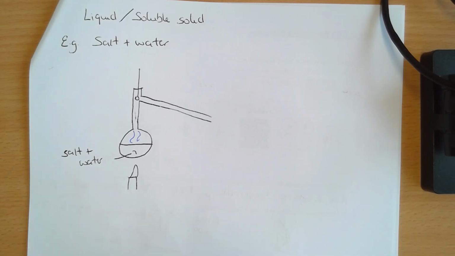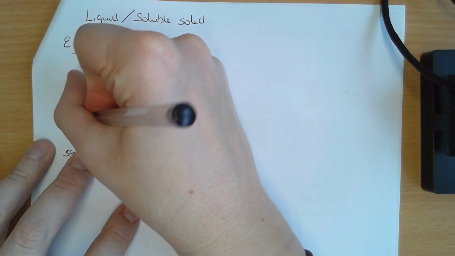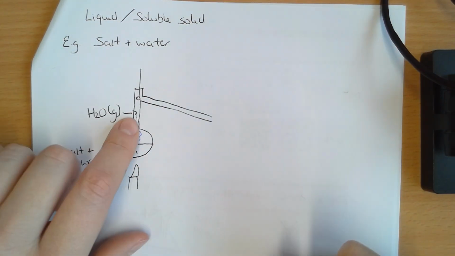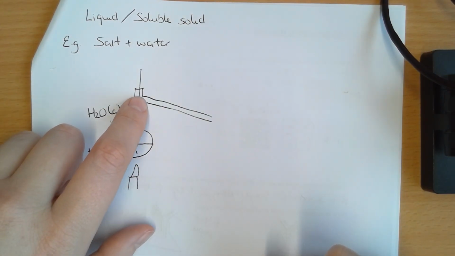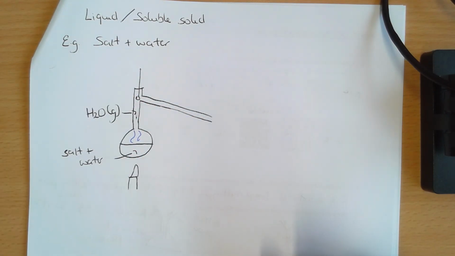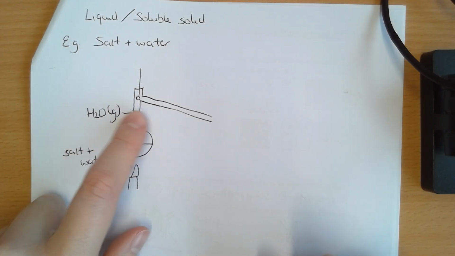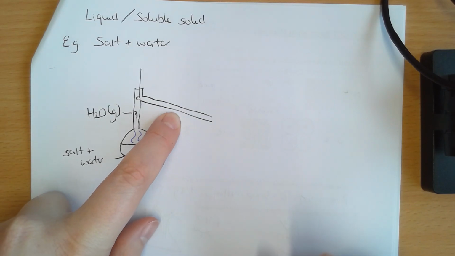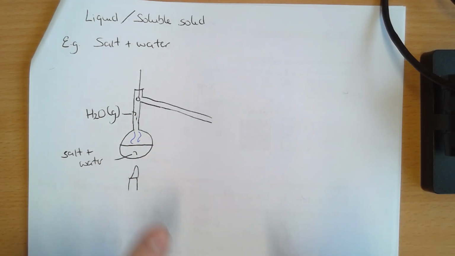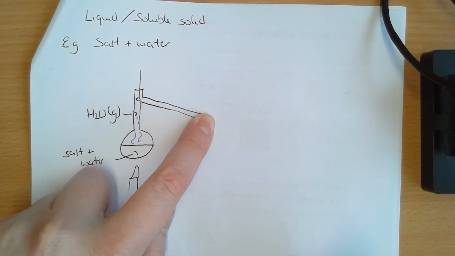Okay, so in this tube here, you have got water vapor. So H2O as a gas is going to rise up here. And then the gas is going to be directed into this tube, but I don't want it as steam, I want it as liquid water. So how am I going to go from water as a gas back to water as a liquid? Well, I need to condense it, and for that I'm going to need to cool it down. So I need this tube to be really, really cold.